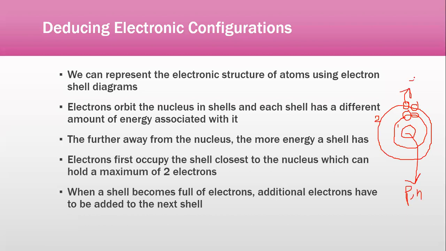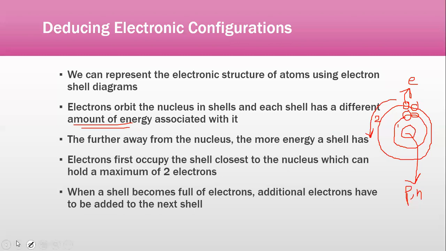And what is present in the shells? Electrons. We have already done this in atomic structure when we talked about the subatomic particles. We know that electrons orbit the nucleus in shells. You can see that they are orbiting around the nucleus, and each shell has a different amount of energy associated with it. The first shell has a different energy than the second shell. So the further away from the nucleus, the more energy a shell has.